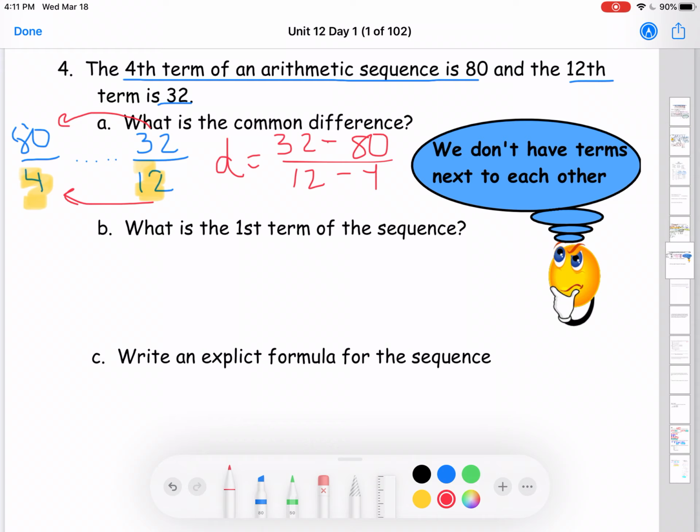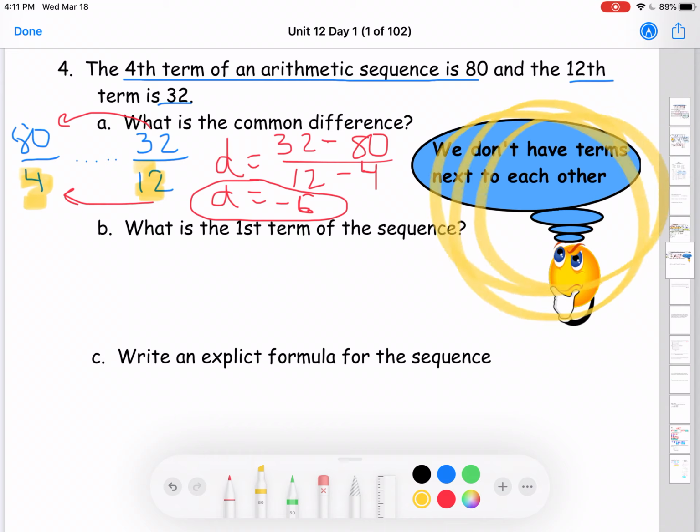So hopefully you notice what this formula looks like. Anybody? Yep, slope. So if we do our slope formula, we get -6. So there it is. Okay, so you have to look for this. If you don't have terms right next to each other, this is what you would do.